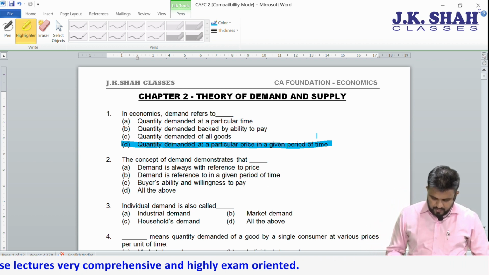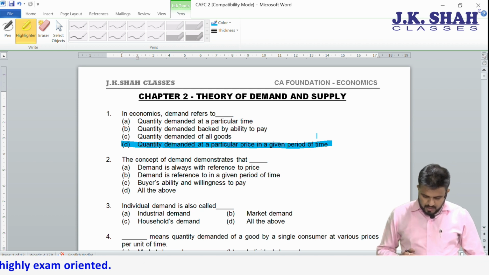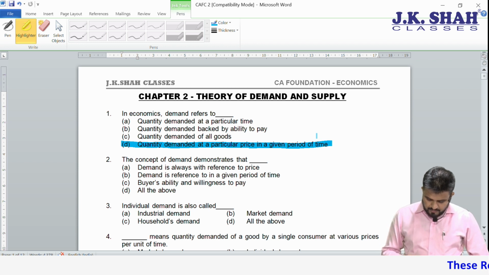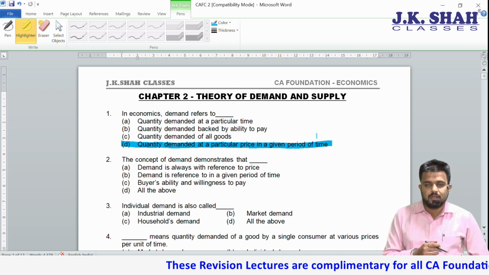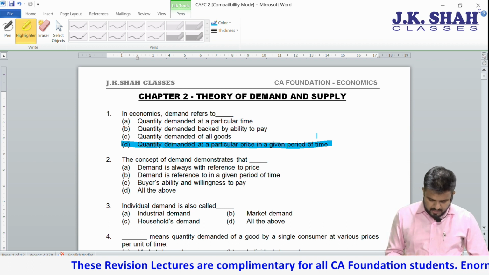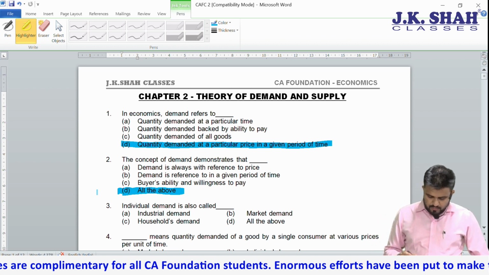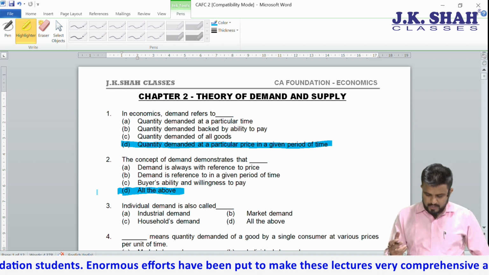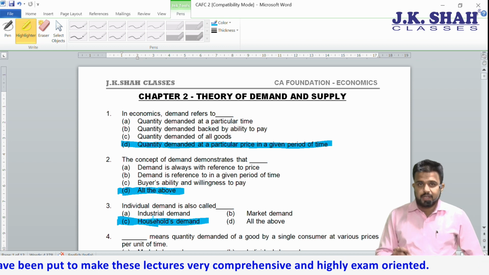Next, concept of demand demonstrates that. What it demonstrates? Demand is always with reference to price, that is right? Demand is with reference to the given period of time, true. Buyer's ability and willingness to pay, that is also correct. So A, B and C are all right. So your answer will be all of the above. Third, individual demand is also called as dash. So students, the correct answer is household demand is nothing but individual demand.